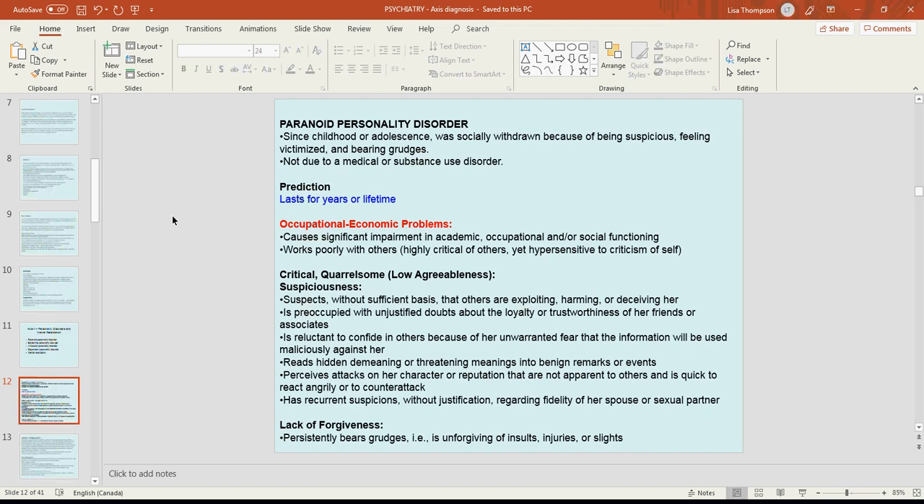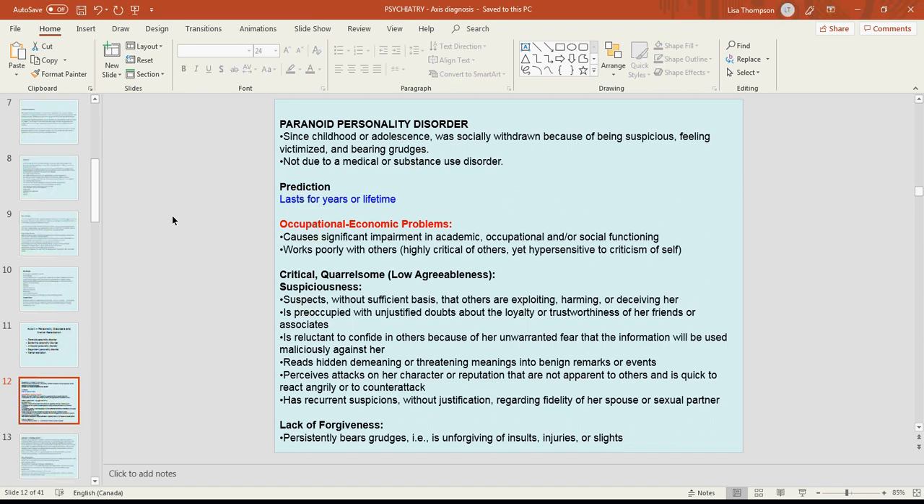Critical, quarrelsome, low agreeableness, suspiciousness. Suspects, without sufficient basis, that others are exploiting, harming, or deceiving him or her. Is preoccupied with unjustified doubts about the loyalty or trustworthiness of his or her friends or associates. Is reluctant to confide in others because of his or her unwarranted fear that the information will be used maliciously against him or her. Reads hidden, demeaning, or threatening meanings into benign remarks or events.